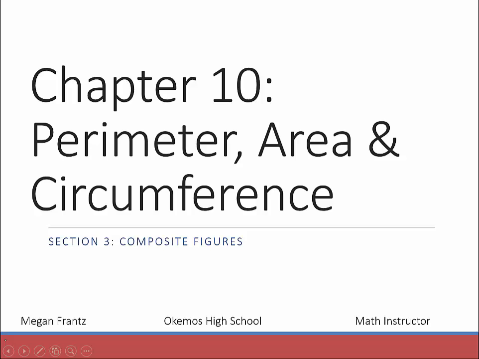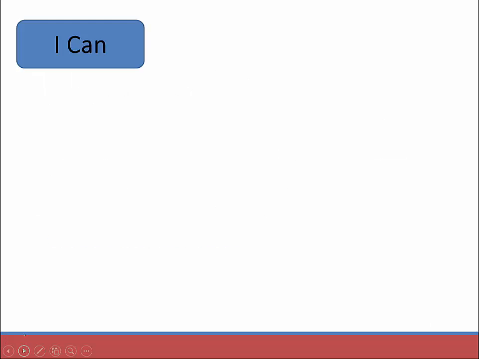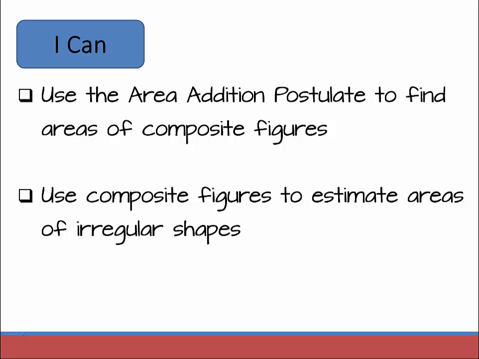Chapter 10, Section 3 is about composite figures. By the end of this lesson, you should be able to use the area addition postulate to find areas of composite figures, and then use composite figures to estimate areas of irregular shapes.